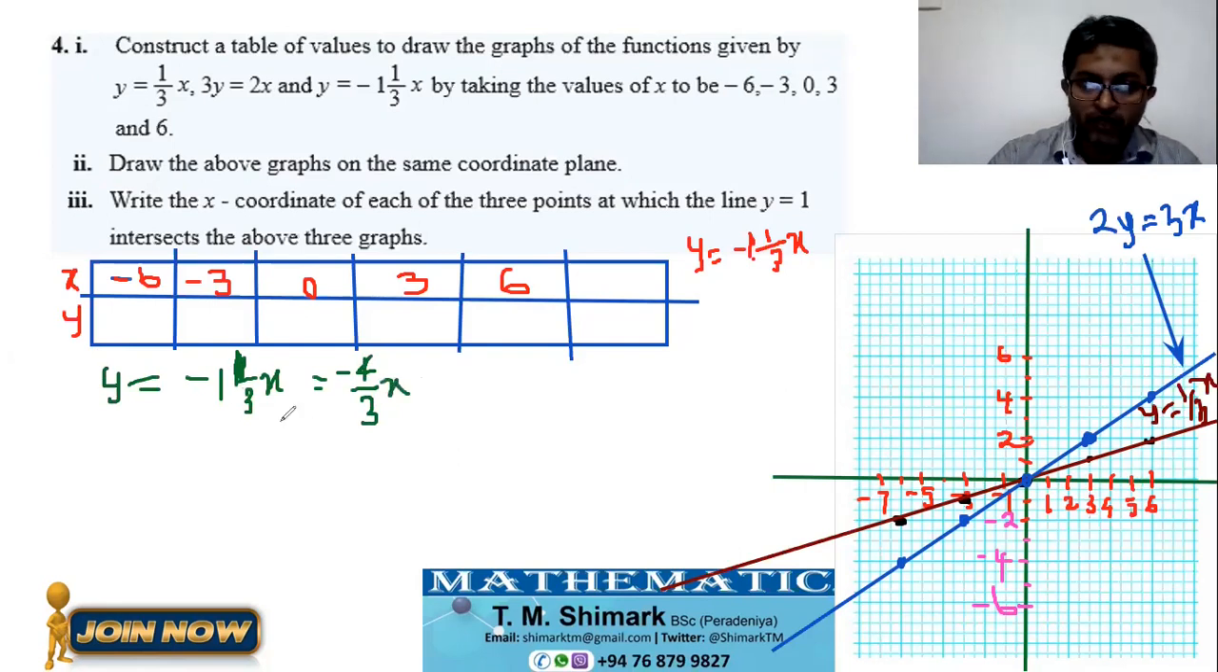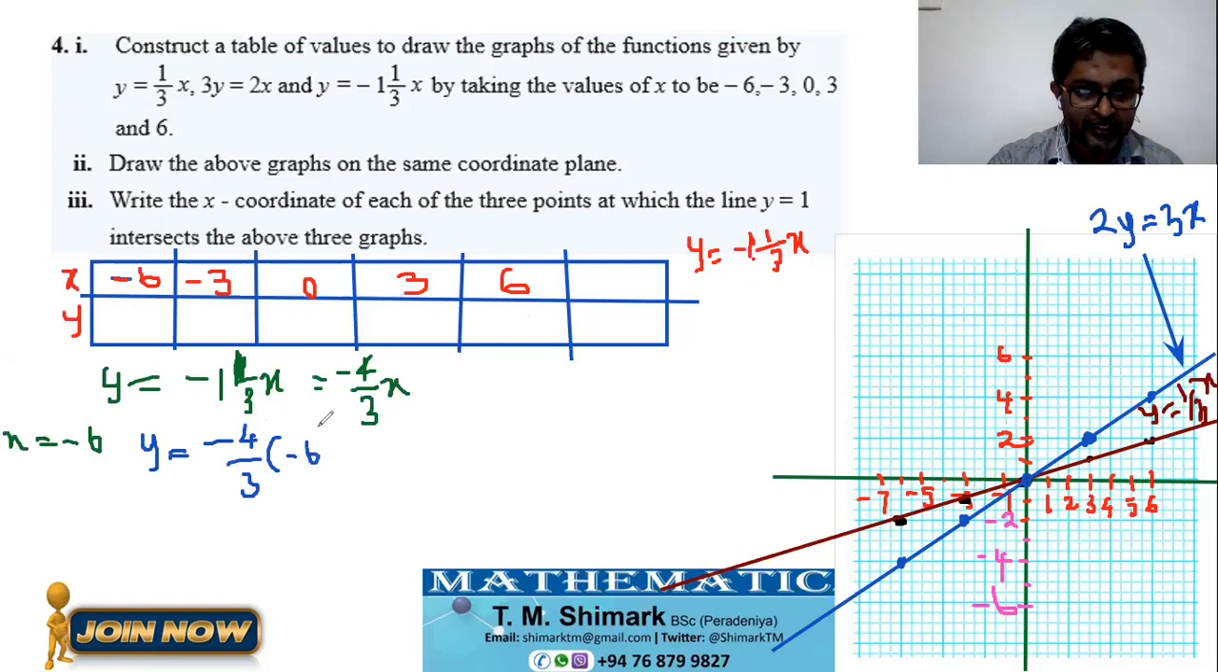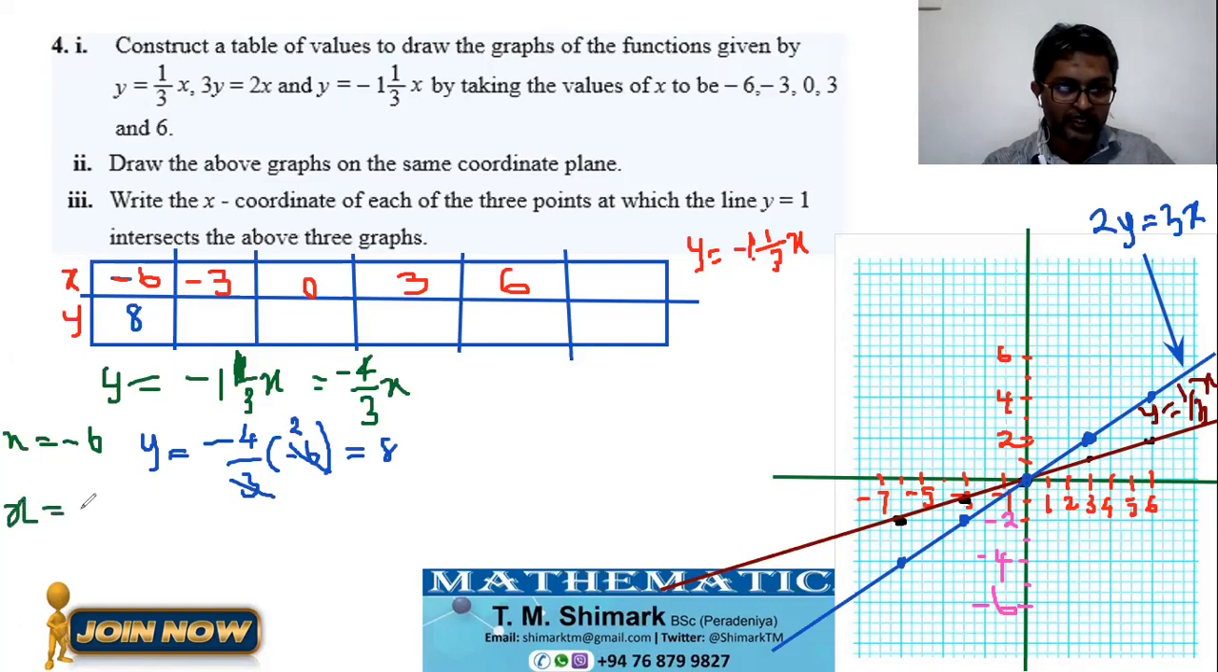Now what we are going to do is replace with x values. When x equals minus 6, into minus 6, right? So 3 and 6 I can cancel, 2 will be coming here, right? Minus into minus is plus, 2 into 4 is 8. X equals minus 3, y equals minus 4 over 3 into minus 3, right? So 3 cancels out. So minus into minus is plus. So it's going to be 4, right?